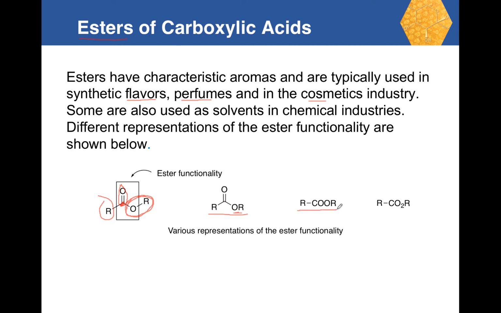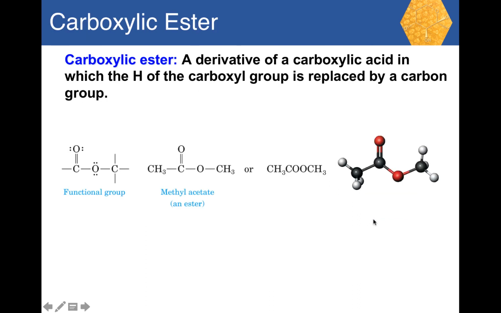We could write it like this, RCOOR. And as you can imagine, since there are two oxygens here, we can just write RCO2R. So be on the lookout for different ways of writing the ester functionalities. Let's look here at another representation of the ester group. So here's the ester group right here. And we can bond it to a carbon or another carbon back here.